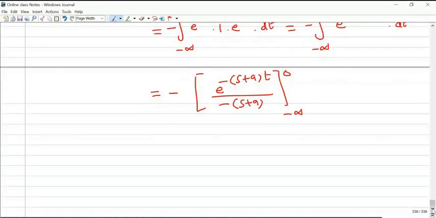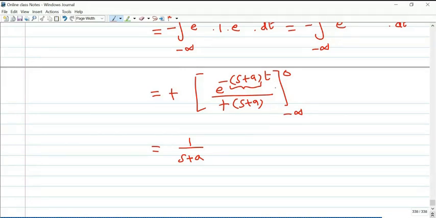Okay. Now you have to check. t equal to 0, no problem. Whether s plus a is 0, or s plus a less than 0, or s plus a greater than 0, no issue, because t is 0, e power 0, anything power 0 is 1. So you will get the result. So this minus we can cancel. So 1 divided by s plus a.